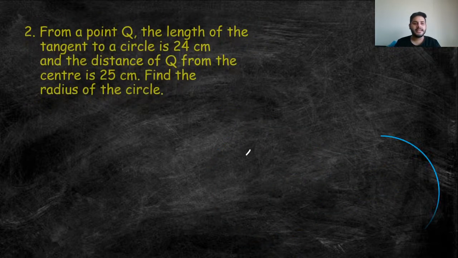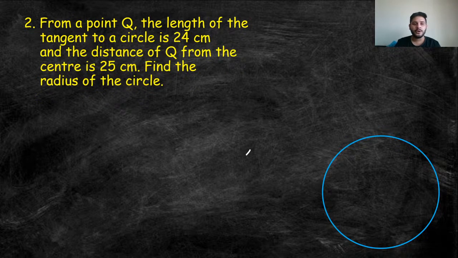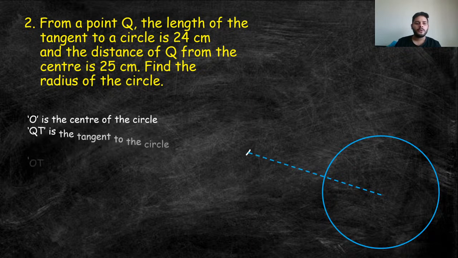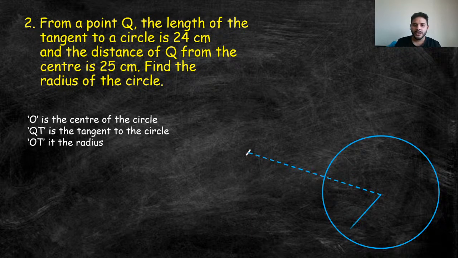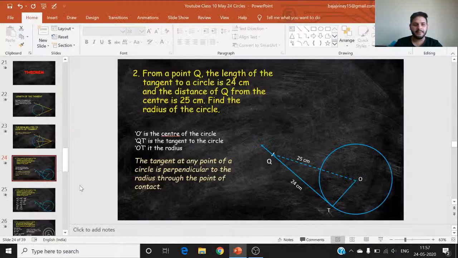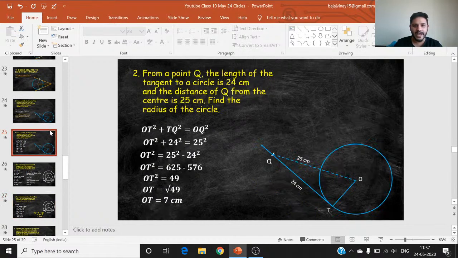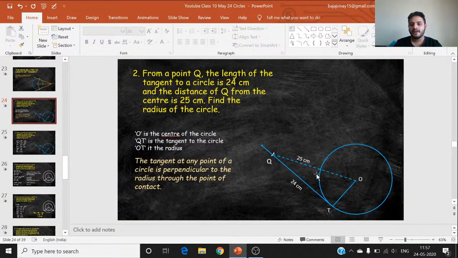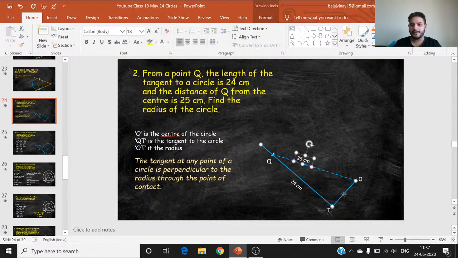Now let us understand the application of this particular theorem with the help of an example. Now we have a circle. From the point Q, the length of a tangent to a circle is 24 centimeter. And the distance of Q from the center is 25 centimeter. Find the radius of the circle. So we say O is the center of the circle, QT is the tangent of the circle. Just ignore that particular diagram for this sum.